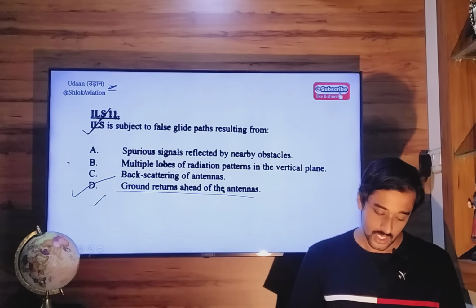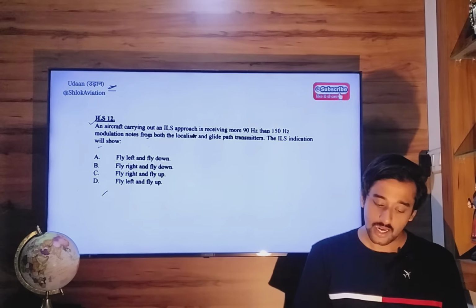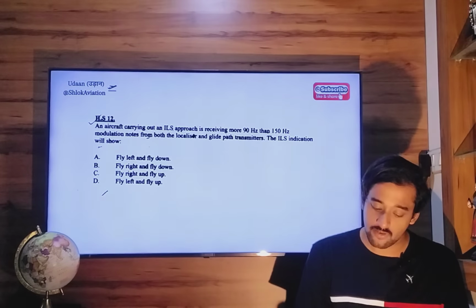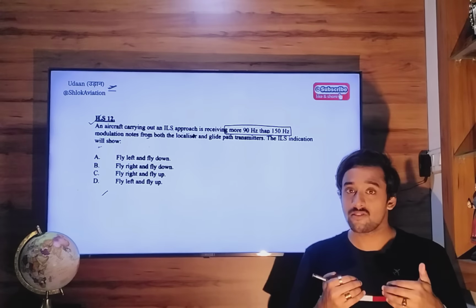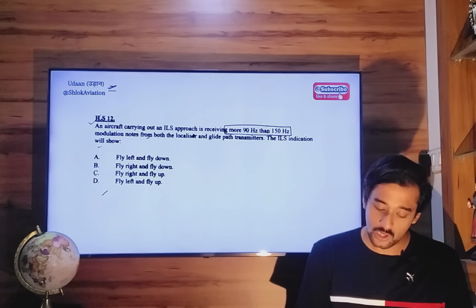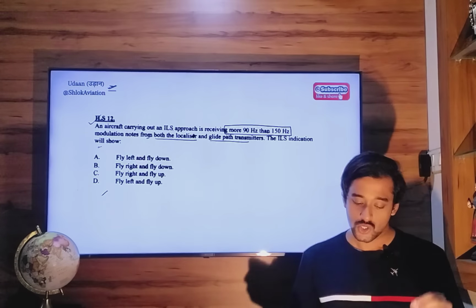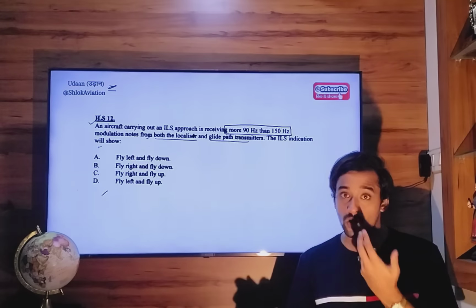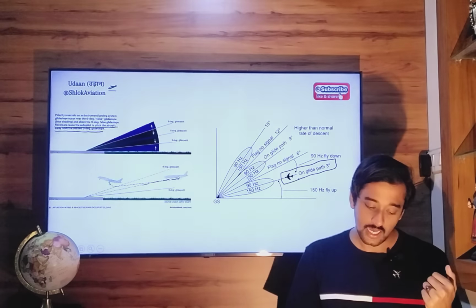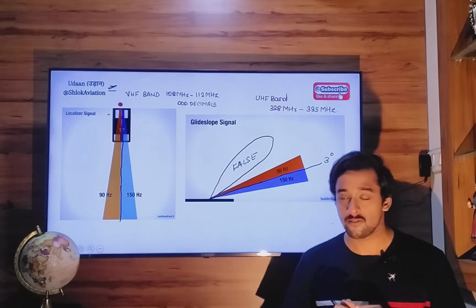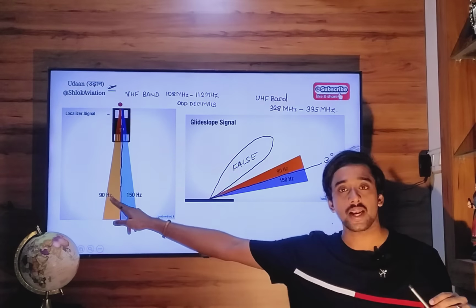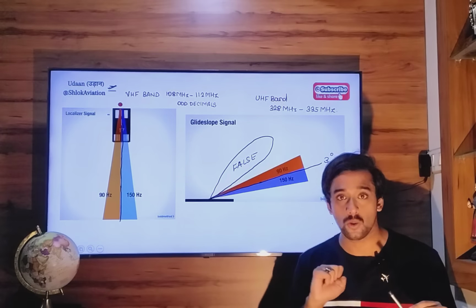Okay, next. An aircraft carrying out an ILS approach is receiving more of the 90 Hz signal and less of the 150 Hz signal from both localizer and glide path. So what will the ILS indication show? Just now I said, if you intend to follow the correct extended center line of the runway, you will be receiving both 90 Hz and 150 Hz signals equally.